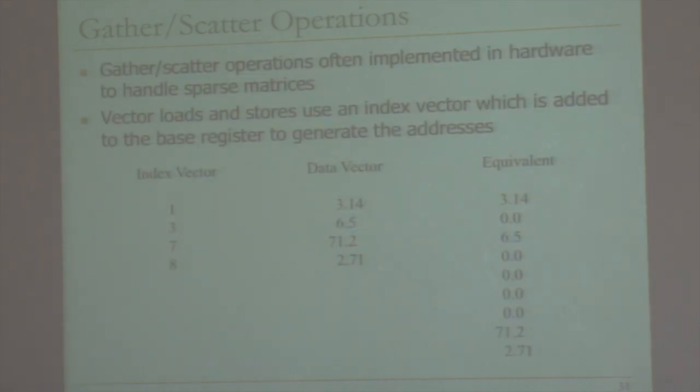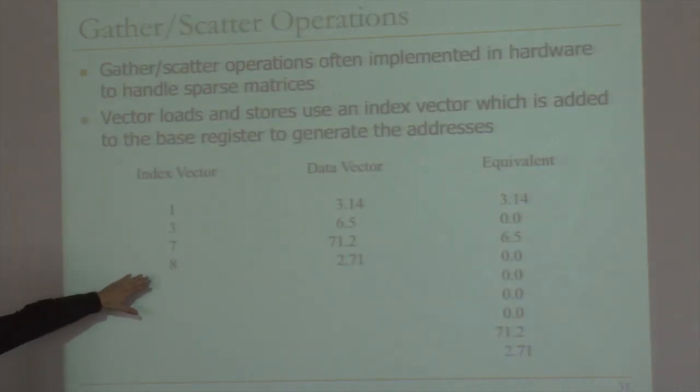When is this useful? When your matrix looks like this, right? When a lot of your data looks like this. If you have lots of zeros, sparse matrices are one example of data structures where this is used, and many scientific programs use sparse matrices. Basically, vector loads and stores use an index vector, which is added to the base register to generate the addresses. It's simple.